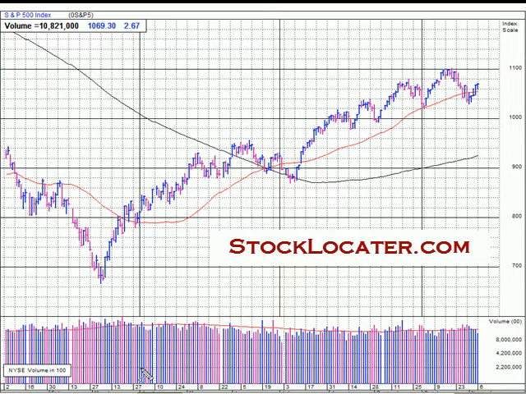Down here at the bottom, we have the volume. You see all this down here. This is the volume. The red is the day that the markets went down. The blue is the day the markets went up. This is the open, high, low, close of this graph of the S&P 500.